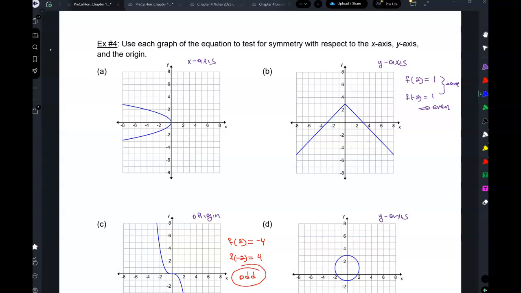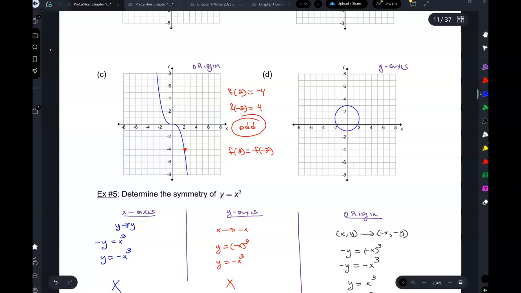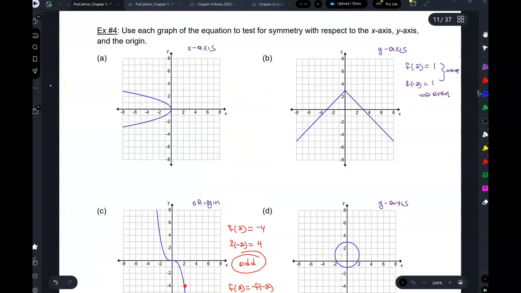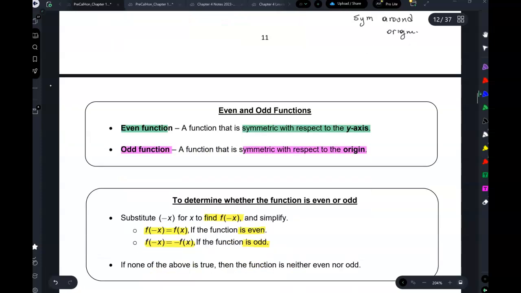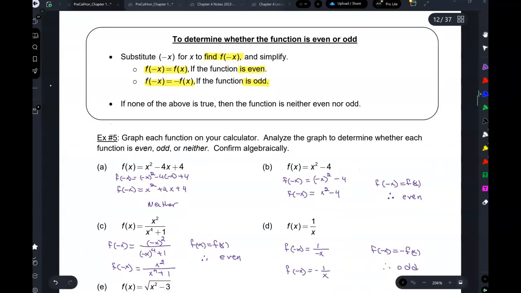I don't really understand what you mean when you say even and odd, because we're not talking about the degrees. Well, it is kind of degrees, because the end behavior follows even degree behavior, like a parabola. If you graph this, it's like a parabola. The parent function is even degree. But even functions and odd functions are not about degrees.